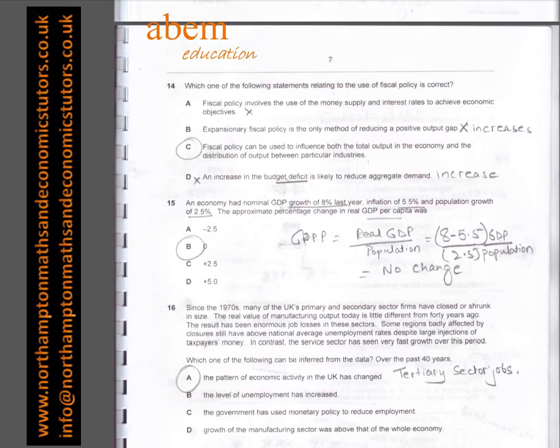In question number 14, which one of the following statements relating to the use of fiscal policy is correct? I have put C. Fiscal policy can be used to influence both the total output in the economy and the distribution of output between particular industries. Why? Because government can encourage an industry by providing it a subsidy, or discourage an industry by hitting it with VAT. Cigarettes are a good example, or alcohol, as we've heard about minimum pricing, and taxes and subsidies are part of the government's fiscal policy. I've also put down answers for A, B and D, explaining why they're not correct. Question number 15.